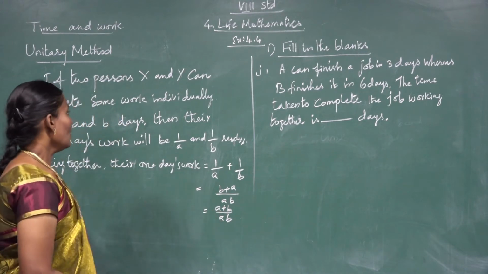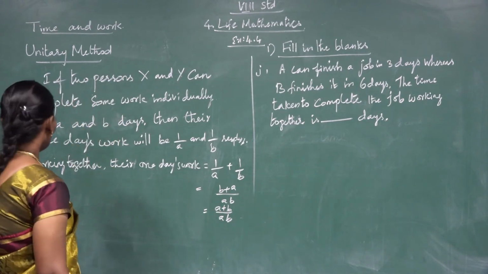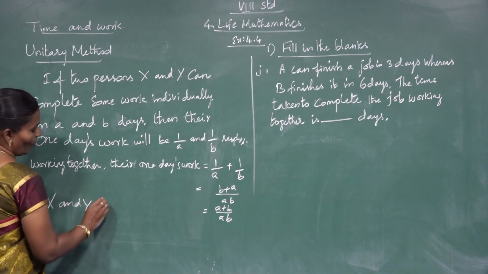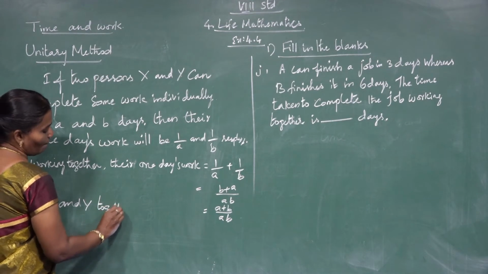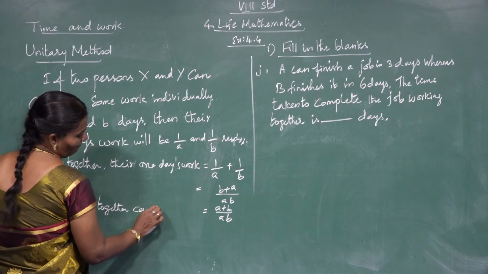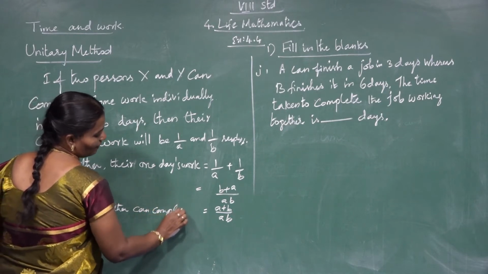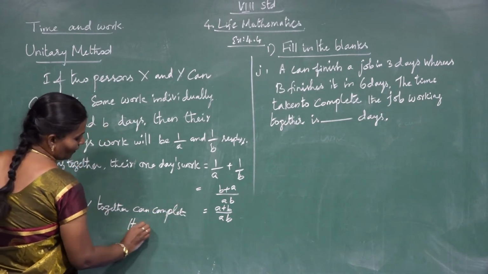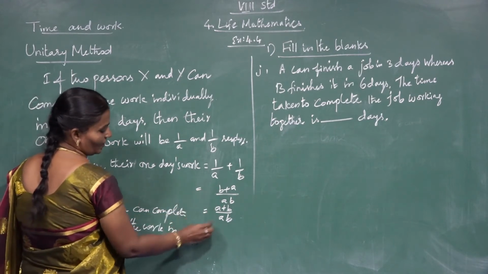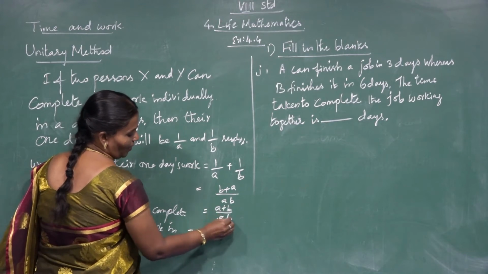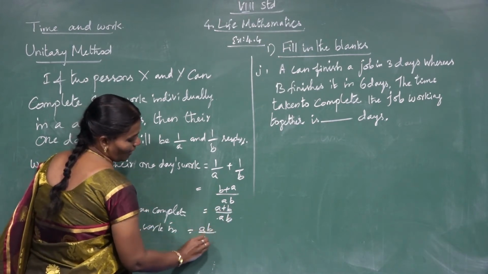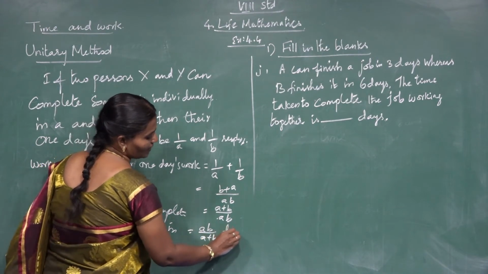If x and y together can complete the work in how many days? See, this A plus B by AB, you write in the reciprocal. That is AB by A plus B days.